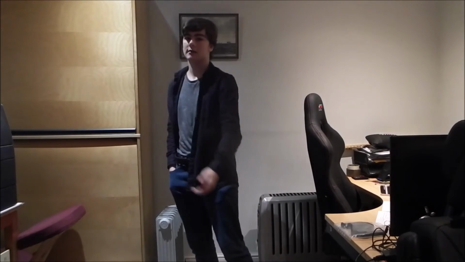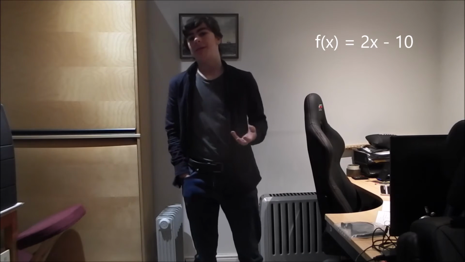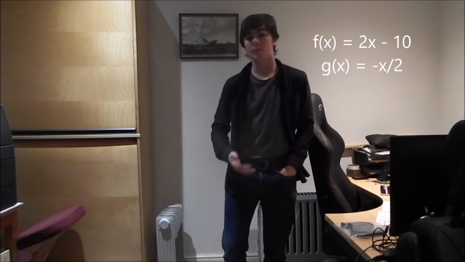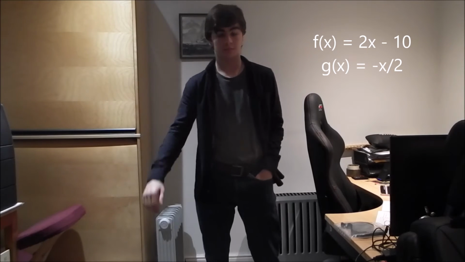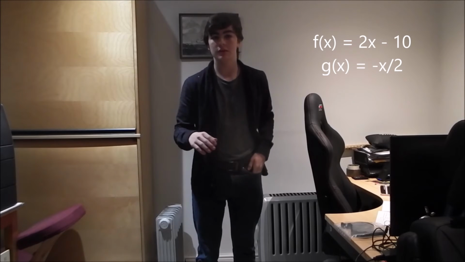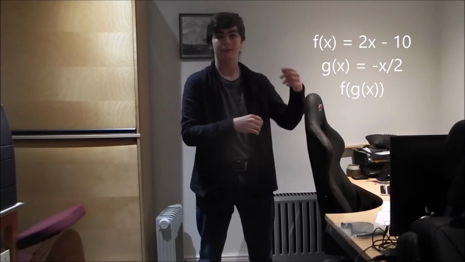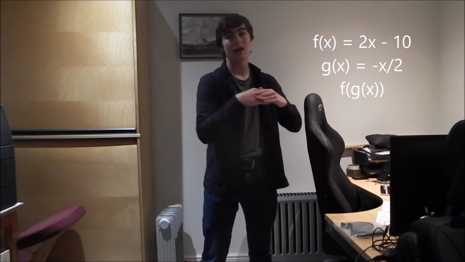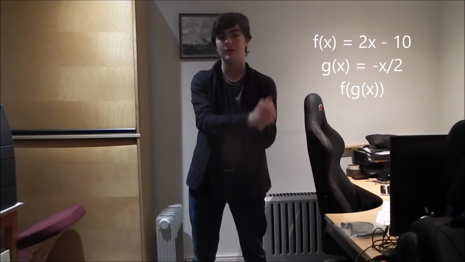Anyway, let's move on to what f of x equals and what g of x equals. Let's say f of x equals 2x minus 10, and g of x equals minus x over 2. To work out fg of x, we do that whole bracket thing by doing f bracket g bracket x bracket bracket, and work it out by substituting the equations into that.